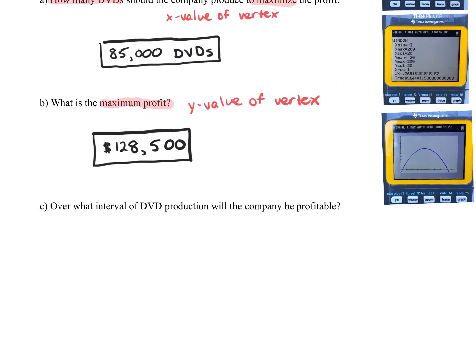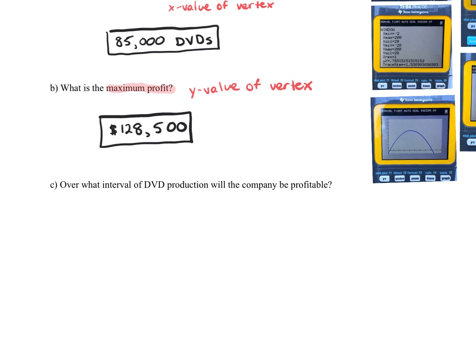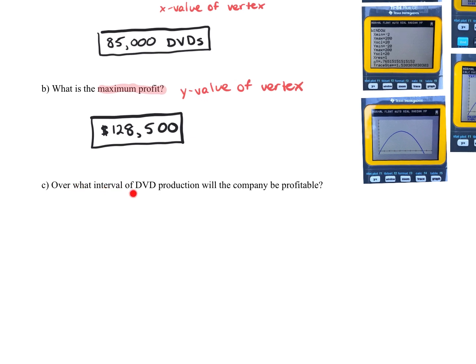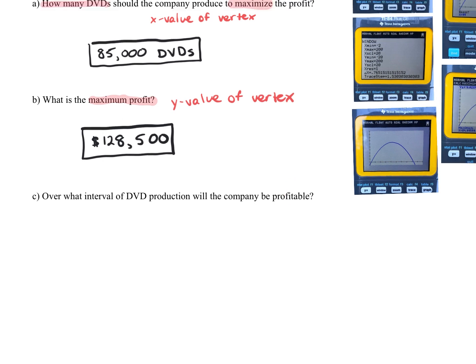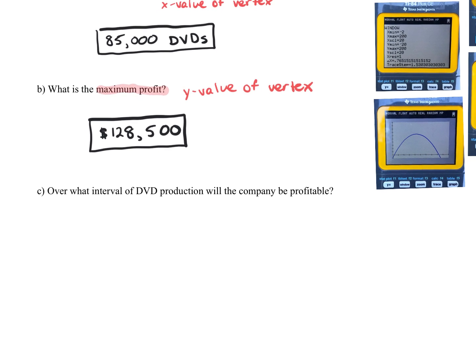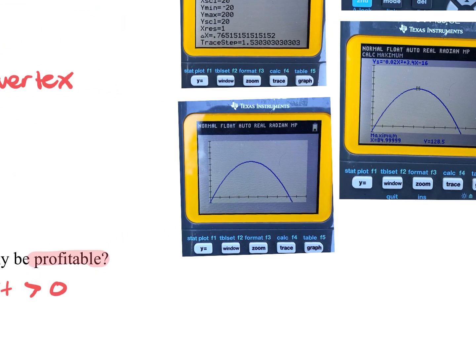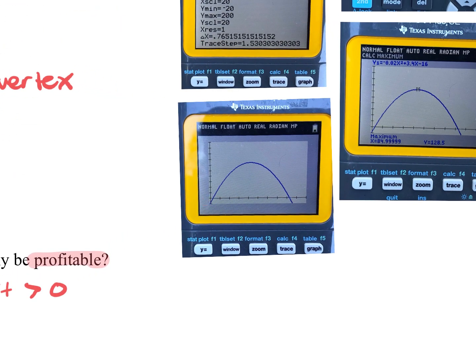Okay, and now let's look at this last question. It says, over what interval of DVD production will the company be profitable? So we have to figure out what they are asking for here. If a company is profitable, that means that the profit is greater than 0, right? That you're making some profit. Any profit greater than 0, you are considered to be profitable. So they're essentially asking us to find our zeros. They want to know, when do you start being profitable and when do you end being profitable?